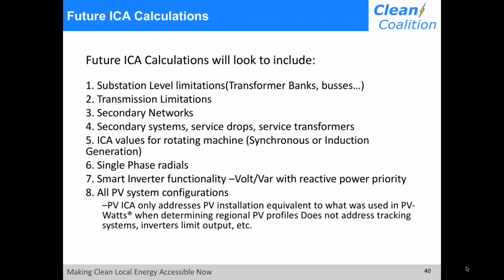Planned future development of the ICA calculations will look to include substation level limitations connecting to multiple circuits, limitations in the transmission systems, identifying where network systems exist, potentially additional information on the secondary circuits, service drops, and service transformers, similar to what's provided through a pre-application report. It will also assess the values, and does currently assess the values for rotating machines, including synchronous or induction generation, rather than those interconnecting through an inverter. It will look to see if it's possible to include single-phase radial systems, different PV system configurations, and last but definitely not least, smart inverter functionality, starting with volt var with reactive power priority.